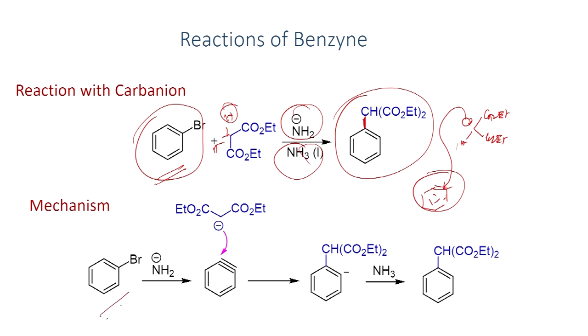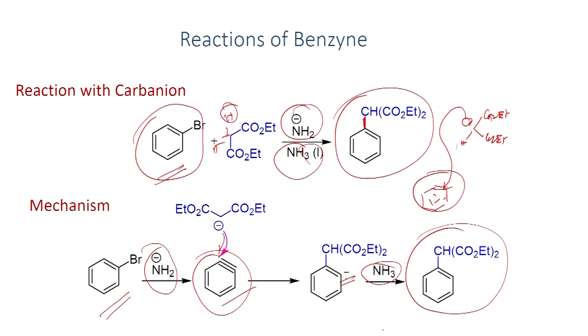And similarly, in the case of bromobenzene, when you react with the sodamide, you will be able to form the benzyne. Once you form the benzyne, this anion undergoes reaction, so you have this one. Once you form this carbanion, which can take a proton from the ammonia, you can get this alkylated benzene as the product.